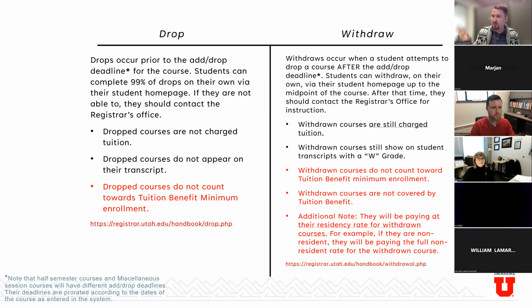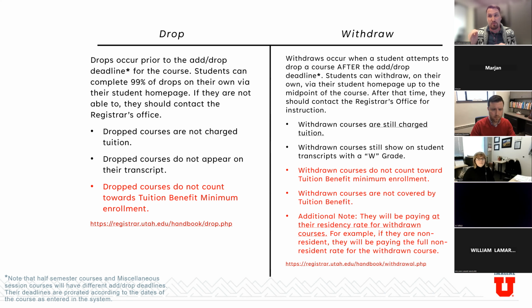Kind of shifting gears over into withdraw territory. Withdraw occurs when a student attempts to drop after the deadline. So up to add drop, they can do the drop on their own. After that point, however, it transitions into withdraws. Withdraws leave a W grade on the student's transcript, which will stay on their record for time and all eternity. Any transcript that they order in the future, that's going to show.